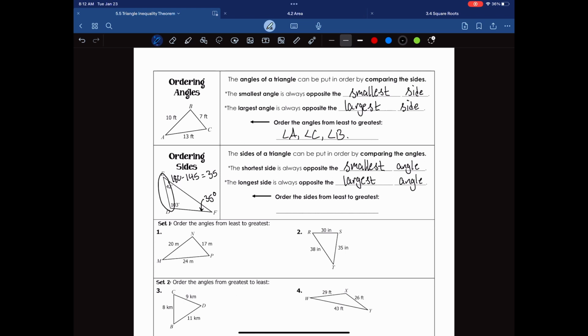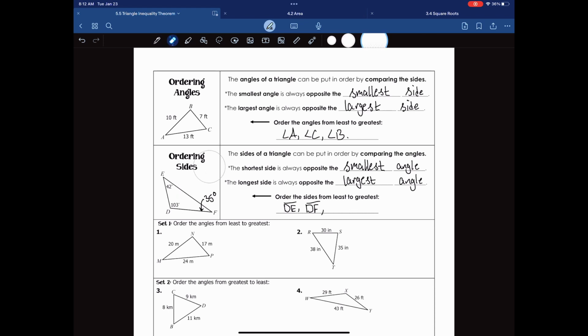So it looks like my initial hypothesis was correct. That is, DE is the smallest side. So DE is the smallest. The next smallest angle is angle E, so I'm going to go over and find the opposite side. Well, that would be DF. So DF is the next largest.